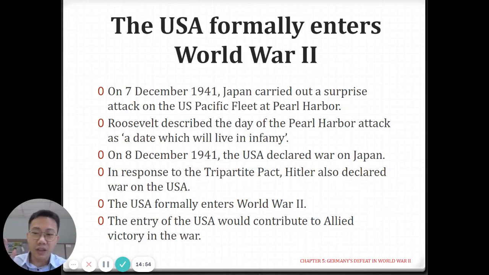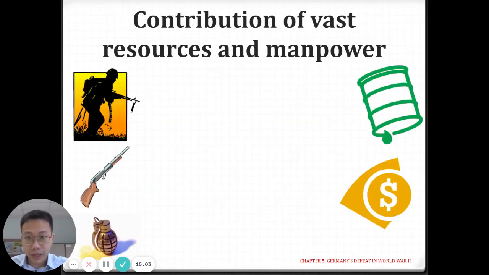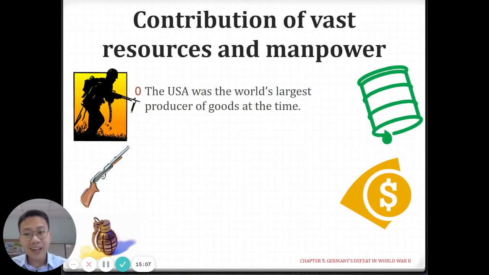So remember, before that, even though the USA were participating in part of it, all their involvement was not formal yet. They don't have people literally on the ground fighting. So right now, they're going to contribute vast resources and manpower. You will realize that one of the themes of the defeats of these countries is centered around resources. It's always who has more resources. It's not about how good a fighter you are. It's about how much resources you have.